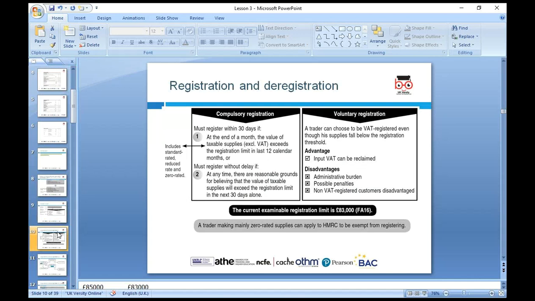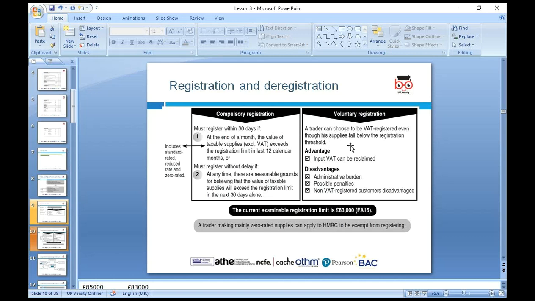So, registration and deregistration. You must register within 30 days of the end of the month if the value of the taxable supply exceeds the registration limit. We have a registration limit, which is 85,000. You must also register without delay at any time there is reasonable ground for believing that the value of the taxable supply will exceed the registration limit within the next 30 days alone.